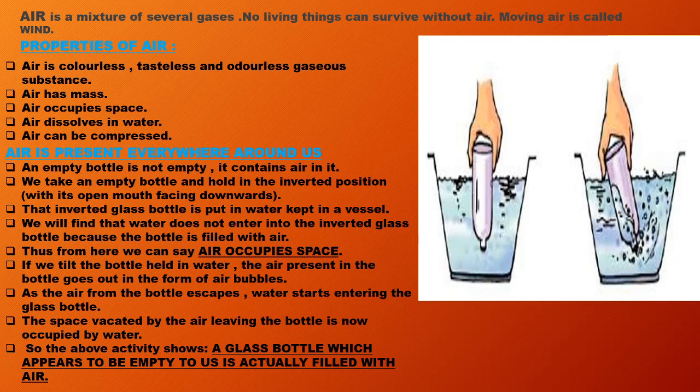So, from these experiments, what we had learnt, we had seen that a glass bottle which appears to be empty is actually filled up with air. Number one. And the second one is air occupies space. Had it not been there, water would have entered into the bottle when it was immersed in a vertical position, keeping the face of the bottle downward.